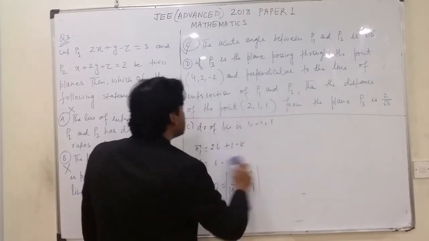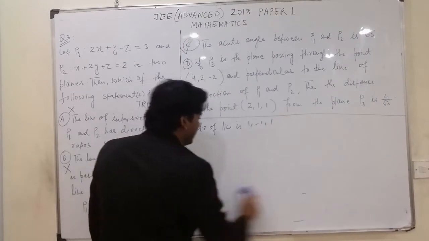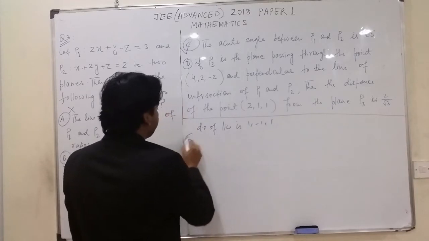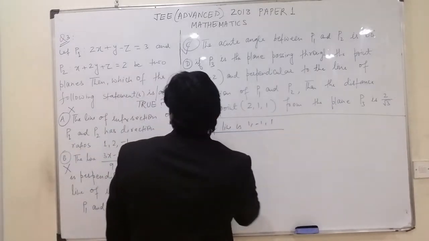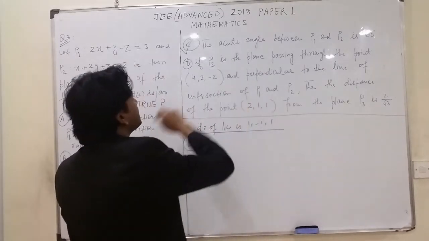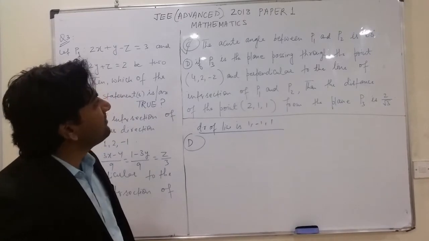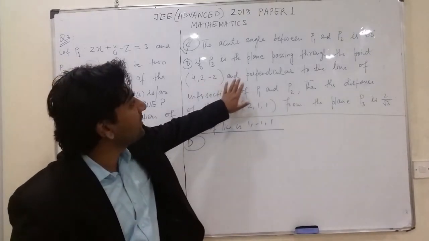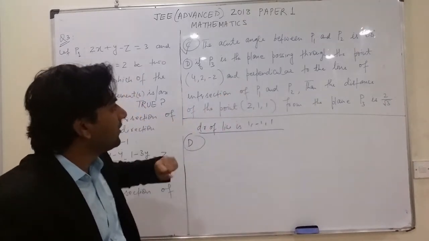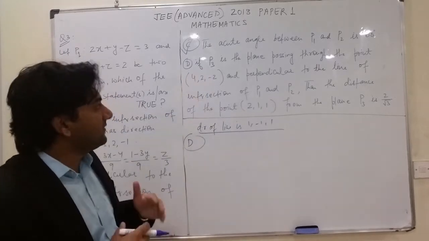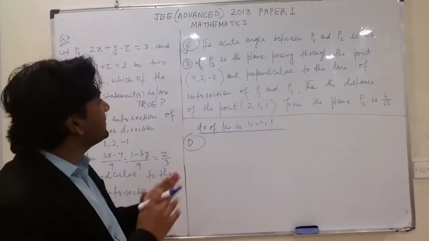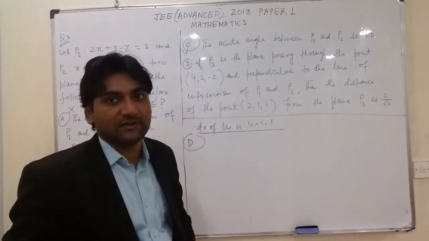Now come to the next question, that is option D, and we have to check option D. I have written the direction ratio of the line of intersection of two planes, maybe we have to use this result. If P3 is the plane passing through this point and perpendicular to the line of intersection of P1 and P2. Okay. Now, this P3 is a new plane that is passing through this point, but perpendicular to the line of intersection of P1 and P2.